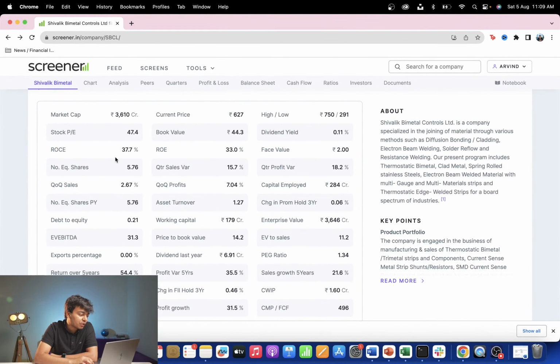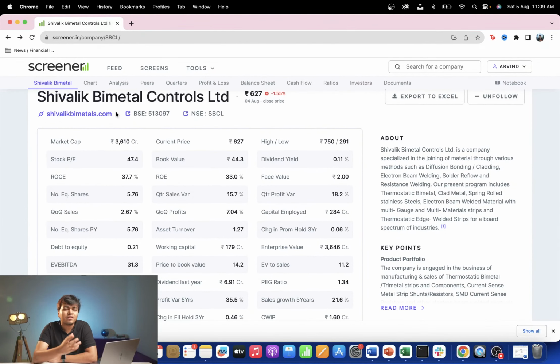So now coming back to the ratios that we have. Market capitalization: as I mentioned, this is a small cap company. The market cap of the company is around 3600 crores, which is not that huge from the perspective of the listed space. The current price is 627.